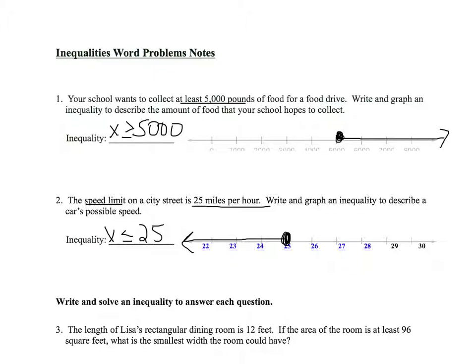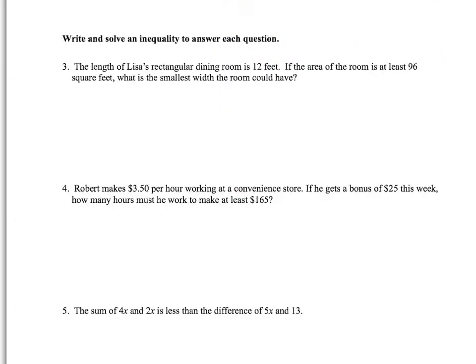Okay, so moving on, we want to write and solve an inequality to answer each. The length of Lisa's rectangular dining room is 12 feet. The area of the room is at least 96 square feet. So we want to know what is the smallest width that the room could have. We can draw a diagram, and I know that the length is 12. I'm not sure what the width is, but I know that the area is 96.